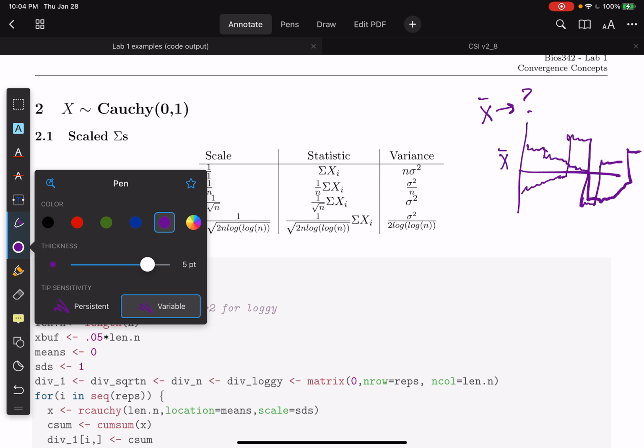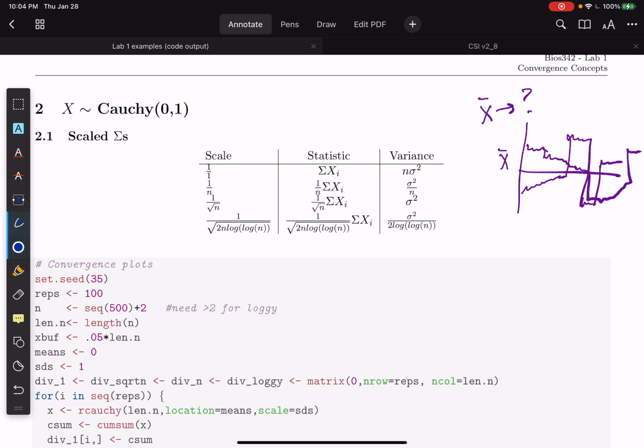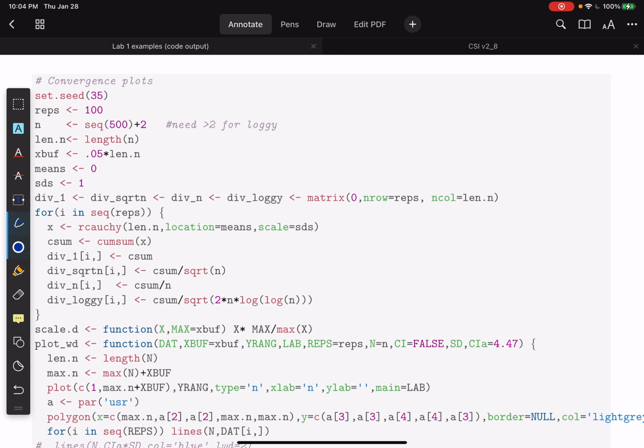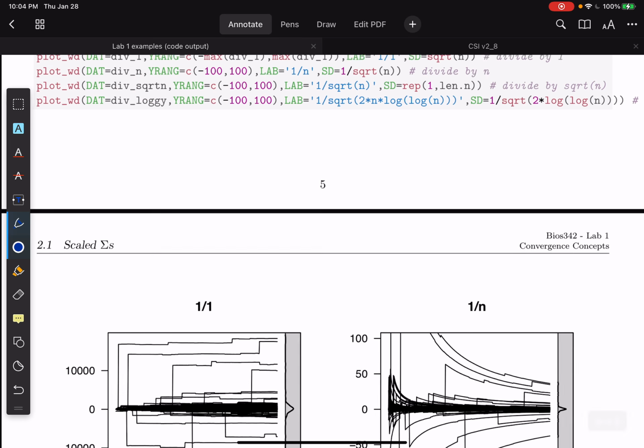So I don't know if you've ever seen these pictures before. In the Dropbox, in the readings part of Lab 1, there are some PDFs from another class where I give some examples of what happens with the Cauchy distribution. They're worth reading. They're a quick read. And they're just some class notes. So let's take a look at what these pictures look like.